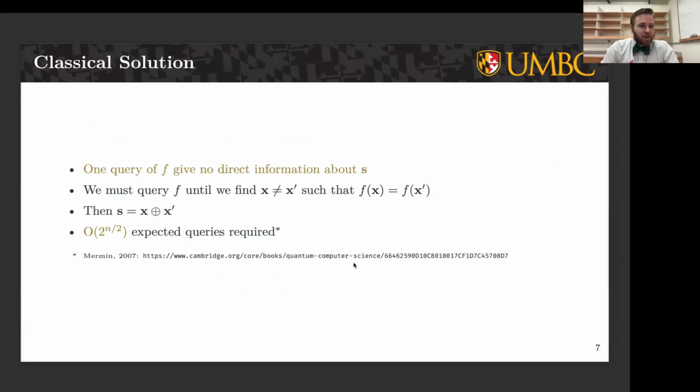So how do we solve this problem? Simon introduced the problem in, I think, 1994, and then the paper was published in 1997. The classical solution is to query f repeatedly until we get lucky and find 2 inputs that give the same output. In general, classically, one query of f gives us no direct information about the period. Querying the oracle doesn't tell us anything about its period. It just gives us an input-output evaluation for a chosen input. And so we have to repeat queries until we find 2 that match, and then we XOR the 2 inputs that gave the same output, and that gives us the period s. The expected number of queries to find 2 matching inputs scales exponentially with problem size.